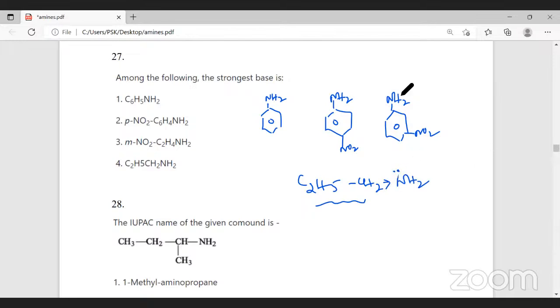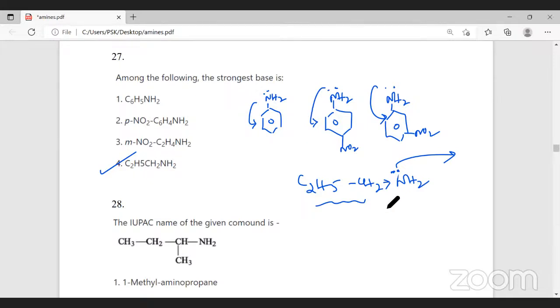Therefore, electron density on the benzene ring increases. Here, all these electrons will be moving towards the benzene ring because NH2 is an electron pair donor. So availability of electrons on nitrogen in these aromatic amines decreases due to resonance. But in aliphatic amine, this alkyl group will increase electron density on nitrogen. Therefore, these electrons can be donated much more easily compared to all these molecules. Hence, the strongest base is option 4. So a Lewis base is defined as an electron pair donor.